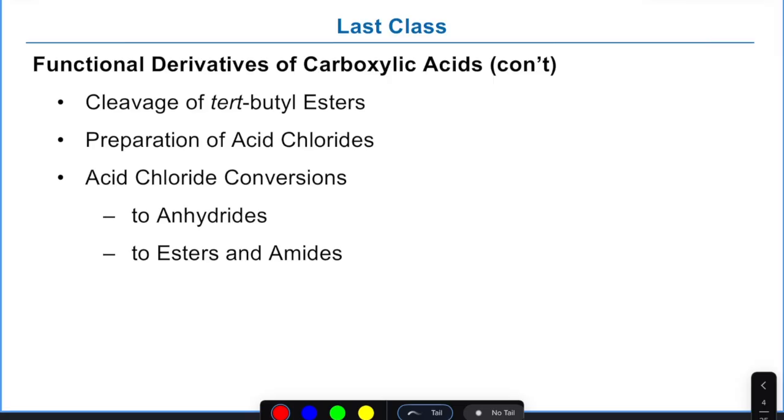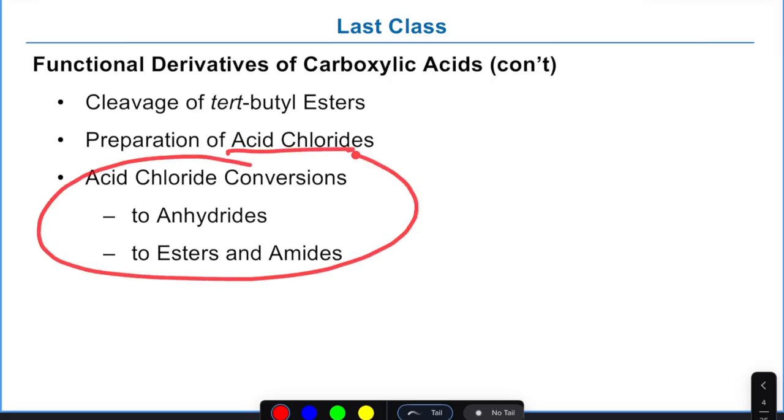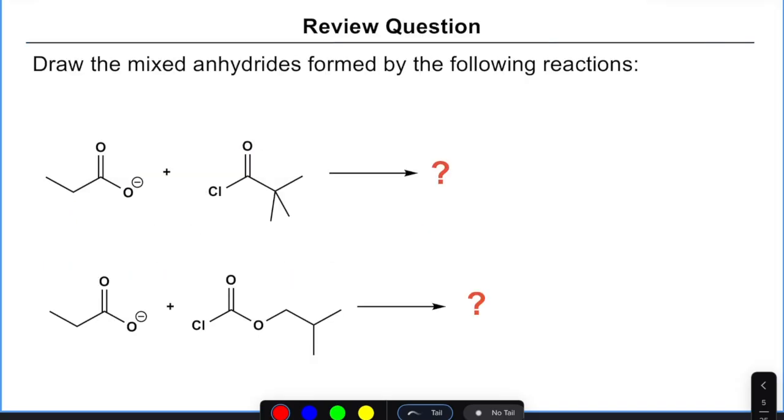So last class, we talked about our carboxylic acid derivatives. We did our cleavage of our tertiary butyl esters. The t-butyl esters, remember, are different than the cleavages that we did before with our other nucleophilic substitutions. They cleave towards the carbon group, not the oxygen-carbon bond to our carbonyl. Acid chloride preparation and our anhydride preparations are the parts that we worked through. So from here, what are the products of these two reactions? If we mix these two fragments together, what do we form?